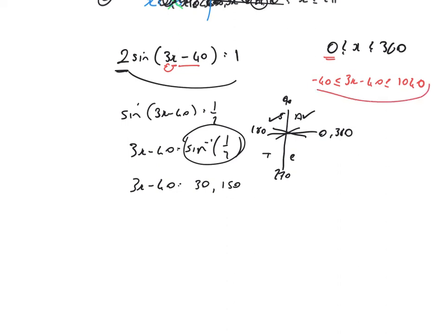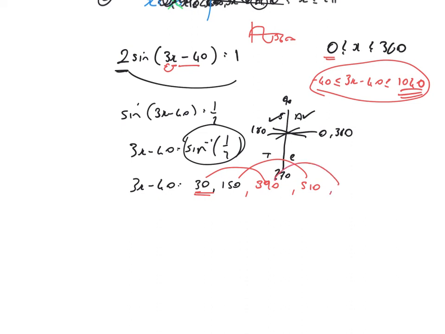I now need to exhaust every possible solution. Remember that the sine curve repeats after 360 degrees. So let's look 360 after 30, and that's 390, still within range. 150 plus 360, that's 510, still within range. 390 plus 360, so it's going to be 780, still within range. 510 plus 360, 870, still within range. 780 plus 360, and that's going to be 1140, and you can see that that's out with the upper limit, so I'm going to cross it out.